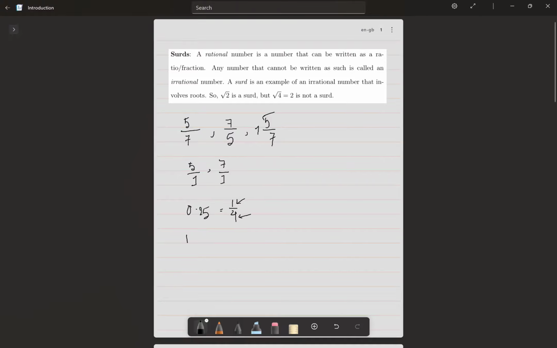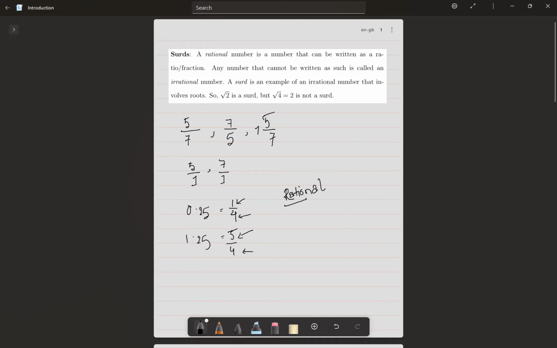If you take 1.25, you will get 5 by 4, again a fraction with 5 in the numerator and 4 in the denominator. So all of these are examples of rational numbers, because these can all be written as ratios. Rational, as the name suggests, has a ratio in it. So these are all rational numbers.